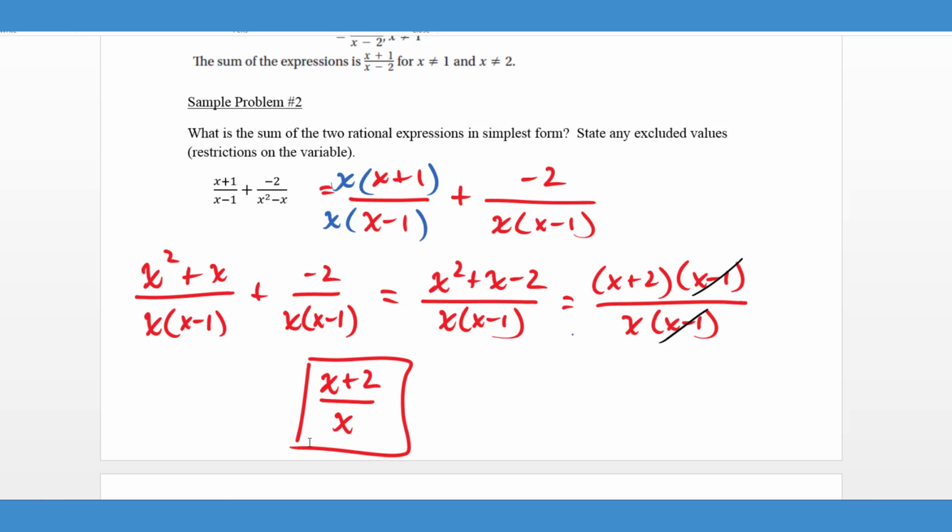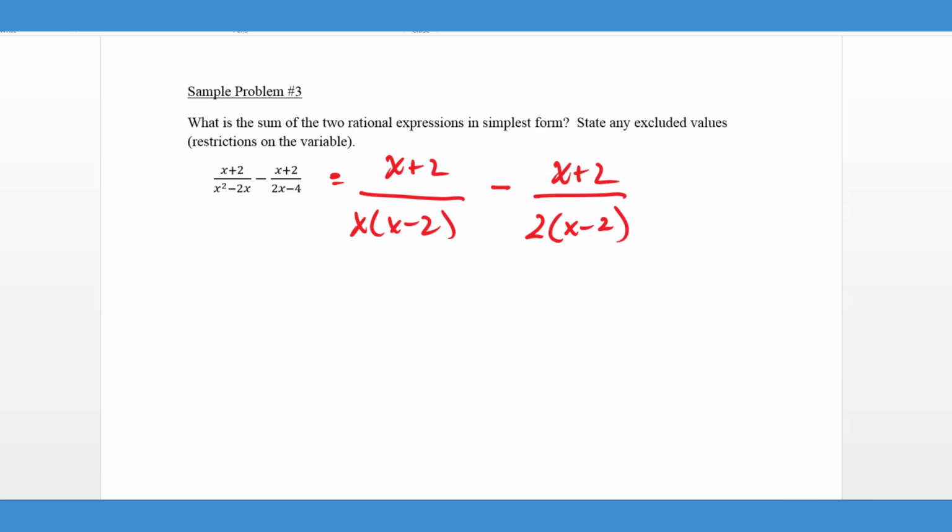Now, let's keep in mind here that I have to go back to the original parts to get my restricted domain, and so we'd see that x cannot equal 1 or 0. Okay, so that's a simplified version of adding two rational expressions. Felt good about that. Go ahead and try sample problem number 3.